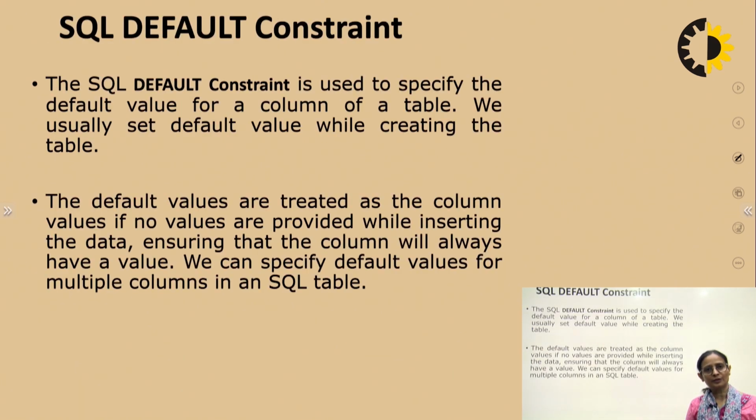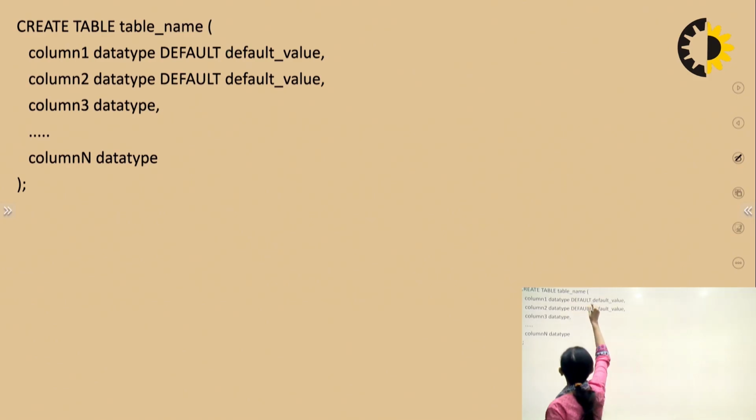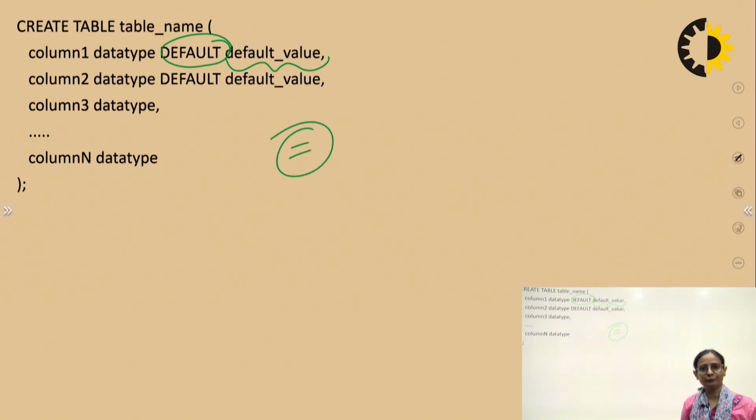Another important constraint is the default constraint, which is used to specify the default value. They are treated as the column values if no values are provided. How do we provide them? In the create table command, then data type, then the keyword DEFAULT. In this case, I need to provide the default value. Important: don't use the assignment operator here, just the keyword and what value you want to assign. It could be a number, it could be a string, anything.